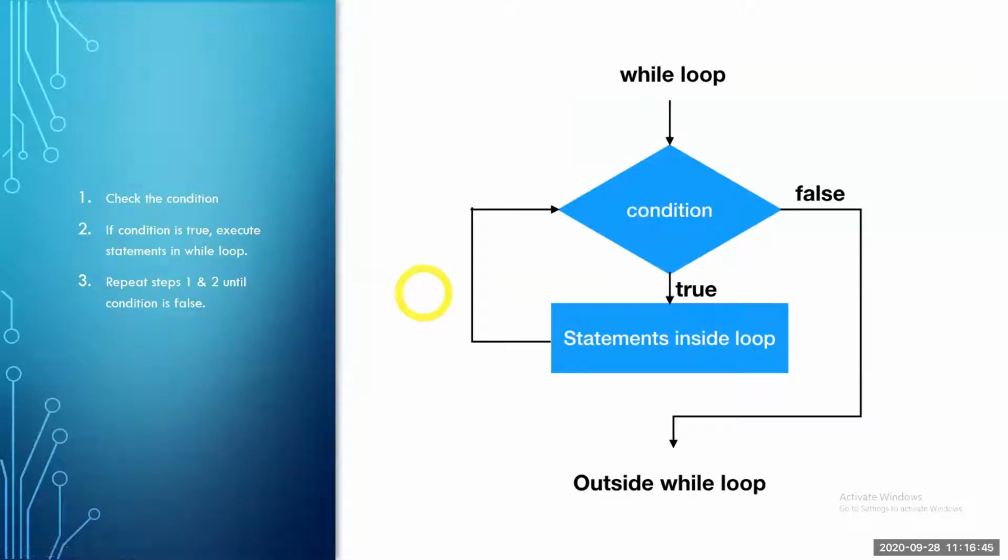So again, with while loops, we go down, we check the condition. If that condition is true, it executes the statements inside the while loop and it repeats this process over and over again until this condition is false, and then it jumps outside the while loop. Once that condition is false, the while loop is finished and it goes down.